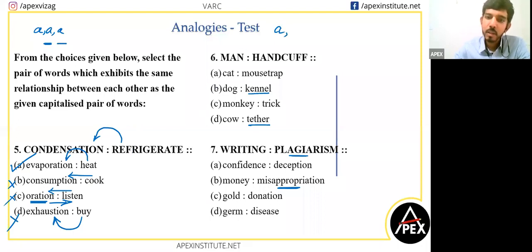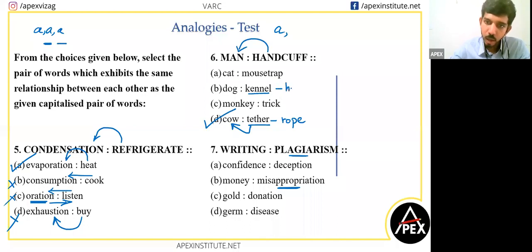Okay, then a tether here. A tether is a rope which is used to tie a cow, or it can be used to tie a horse also. It goes around the neck, and then you attach the rope to a tree or a post, a lamp post or something. So a tether is used to tie a cow, the same way a handcuff is used to tie a man. So D is correct in this one.